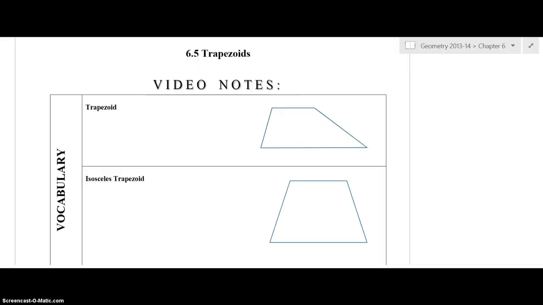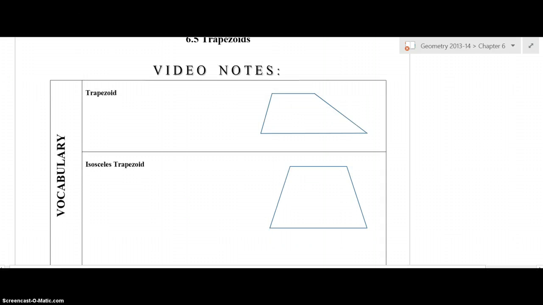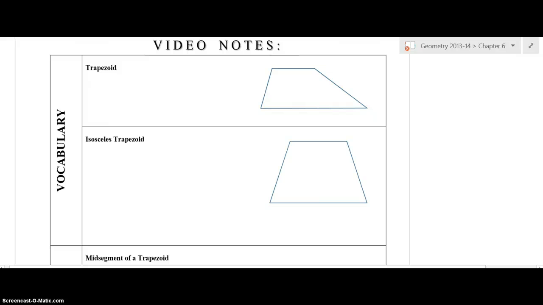Okay, so this is a second try at section 6.5 over trapezoids. If you've already watched the first video, then you might want to just jump to the examples, but for those of you who were not able to see the examples, here it is. So I'm going to start at the beginning because it is a whole new video.